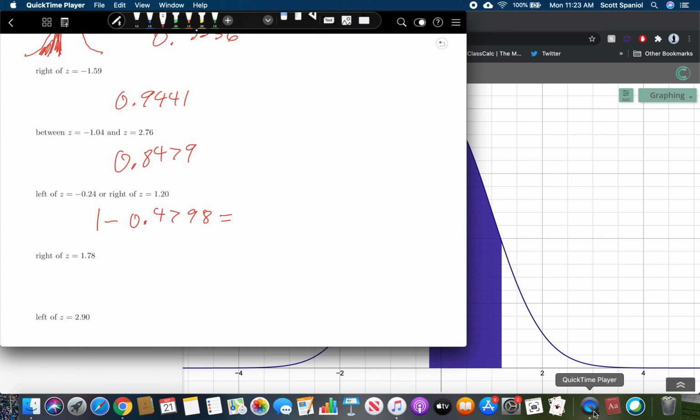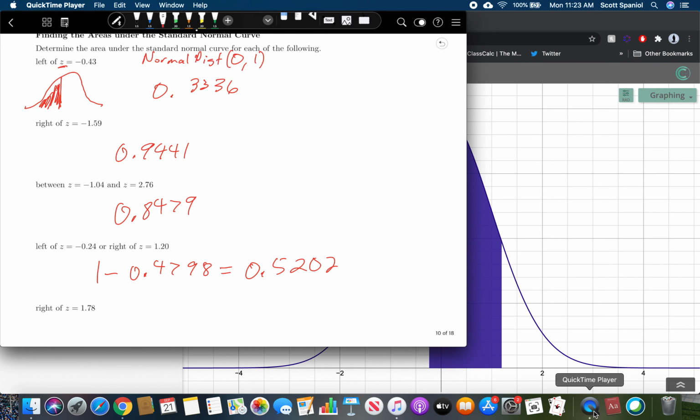And so we can just plug that into our calculator, and we get 0.5202. Okay, so that's the idea of how to do these. So normal distribution, because we're looking for z values, we put in 0 for the mean and 1 for the standard deviation, and then we can just plug in the appropriate inequalities.